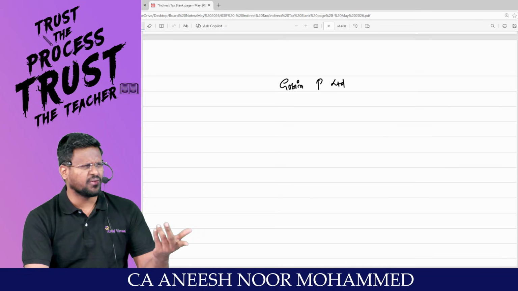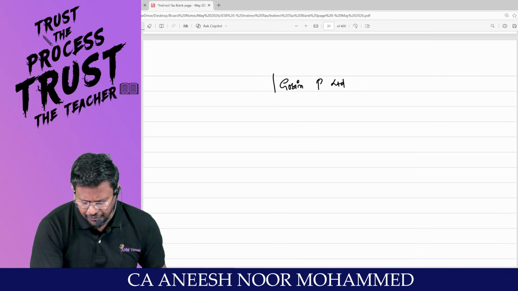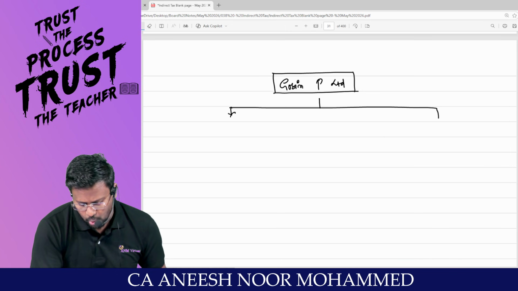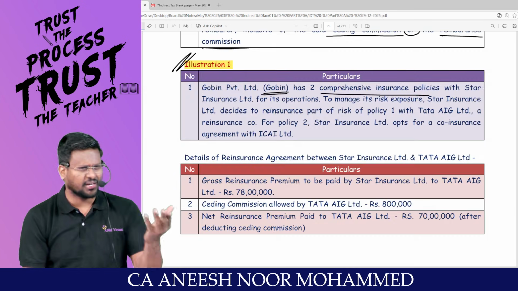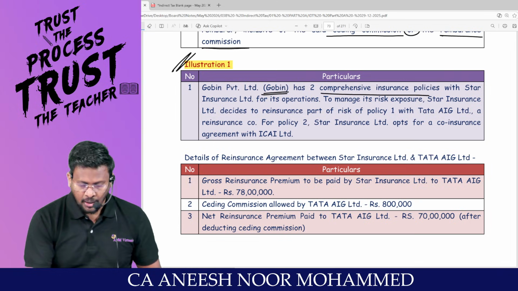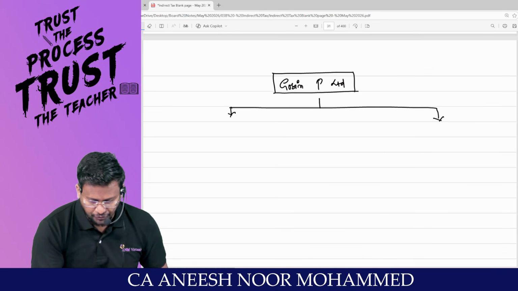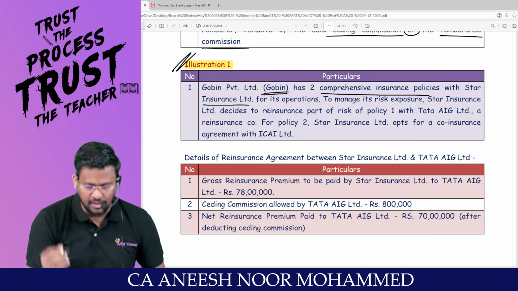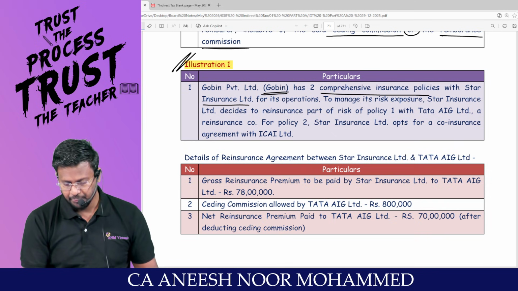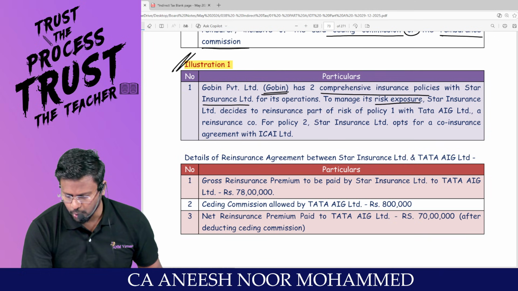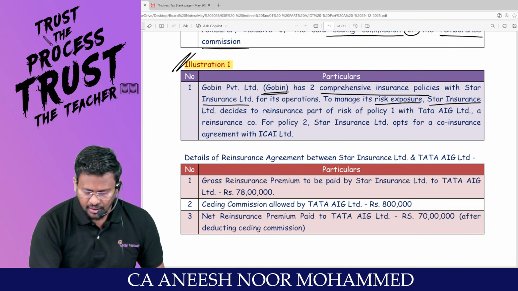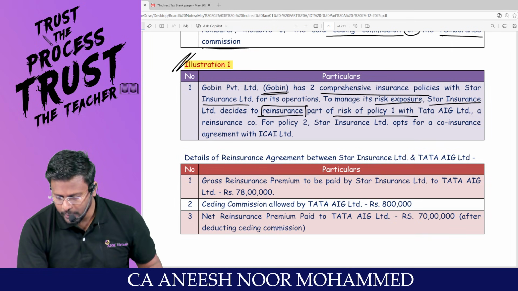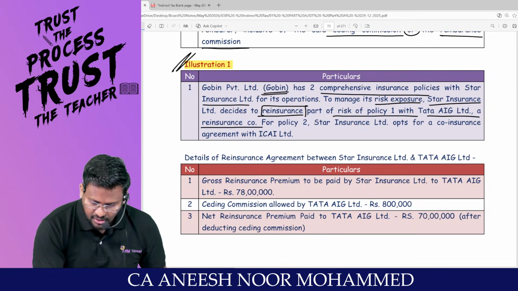Generally a company will take insurance, am I right? To safeguard themselves, they will be taking insurance. So they took 2 insurance policies, my dear lovable students. Even they can take 100 insurance policies, no problem. With Star Insurance Limited, the first company, for its operations. To manage its risk exposure, Star Insurance Limited decides to reinsure part of the risk of policy 1 with Tata AIG Limited, a reinsurance company.